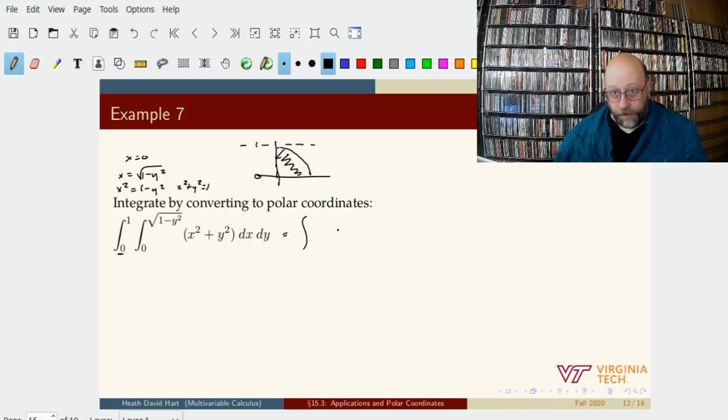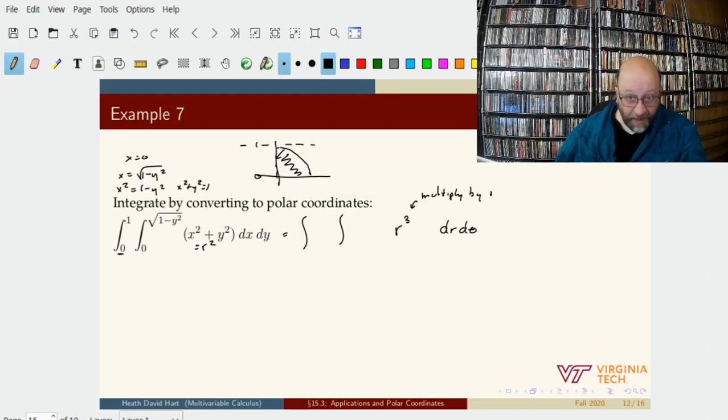All right, so if we change this into polar coordinates using the order dr d theta, x squared plus y squared is equal to r squared, but we multiply it by r, and that gives me an r cubed. Theta goes from 0 just to pi over 2. And the radius starts at 0 and ends at 1.